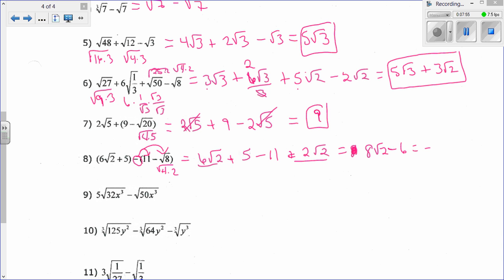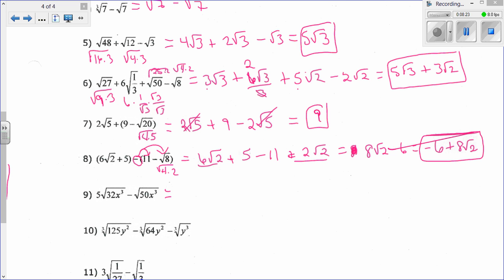And we tend to write things with the whole number first, and then put the radical part second. And that's going to be important later on. I'm sorry about that. So all I did was just switch the order. So it's negative 6 plus 8 radical 2. Okay.